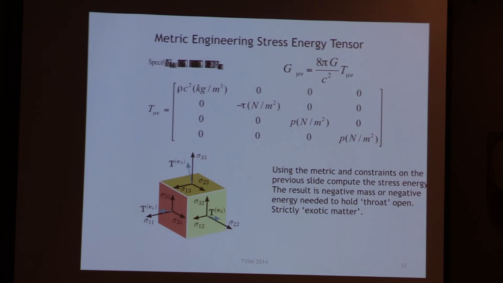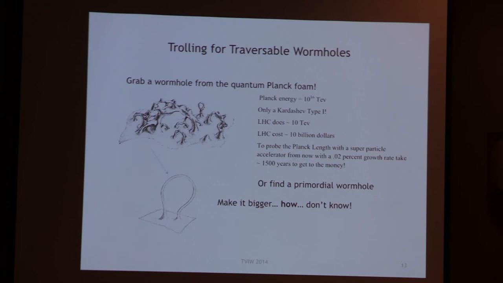Let me say this first. There are at least two ways, probably more than that, to make a traversable wormhole. One of them is that you grab one from the quantum Planck foam.